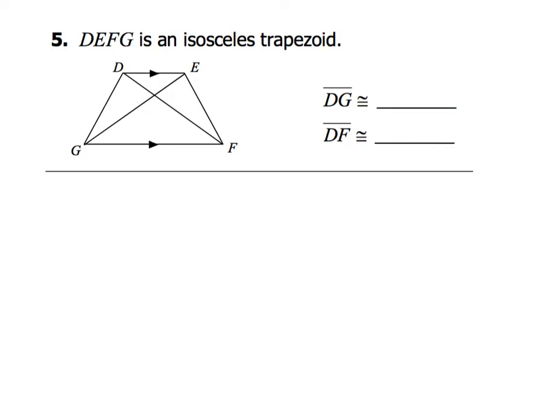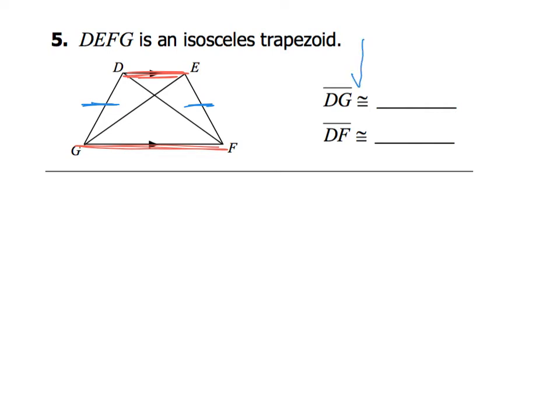We have some important vocabulary with this one. It says it is an isosceles trapezoid. The fact that it is a trapezoid means we have opposite sides that are parallel. And now in this case, we have the opposite non-parallel sides are actually equal.